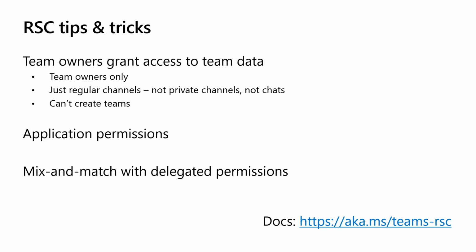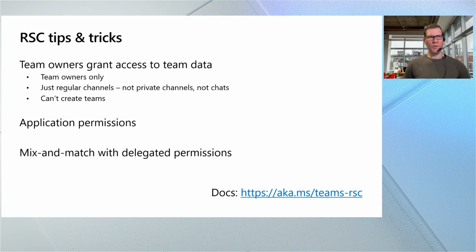Some tips and tricks when working with resource-specific consent. Keep in mind the mantra, team owners grant access to team data. So 3 key parts of that. First is team owners. If you're not a team owner, you're not allowed to add people to the team, and you're not allowed to add apps to the team. Only the team owner can grant access to the team. That's what makes them an owner. Second thing is it has to be team data. So chats, one-on-one and group chats, they're not team data. So you can't use resource-specific consent because there is no team owner for a one-on-one chat.